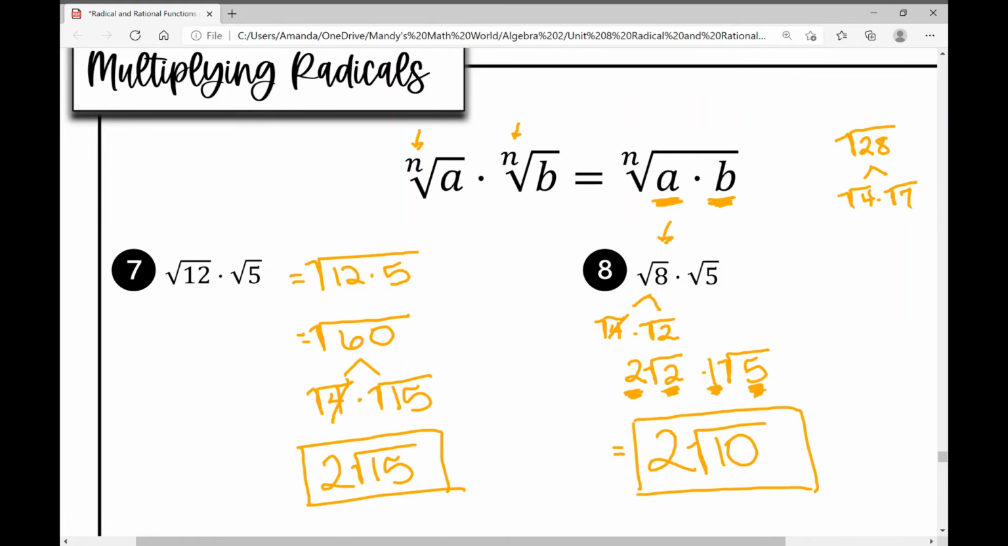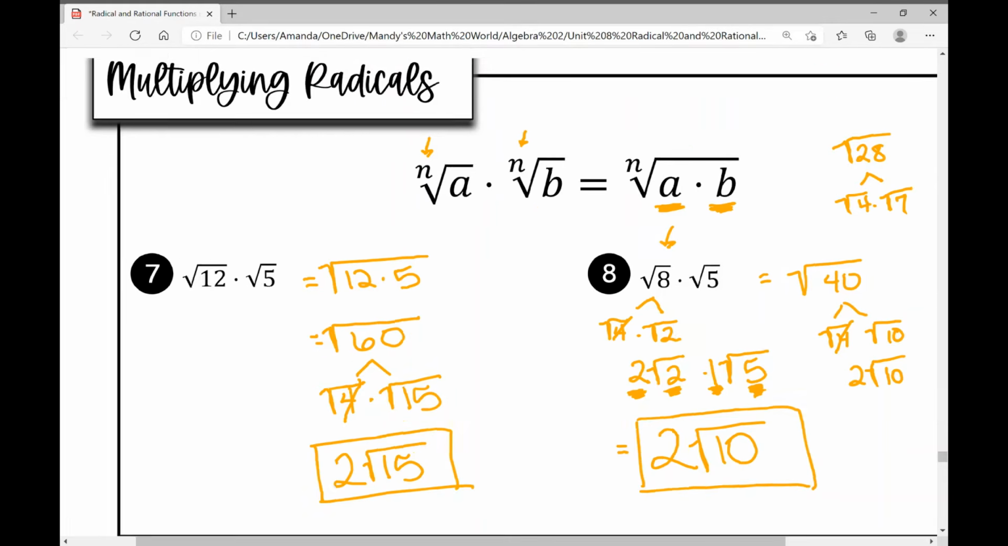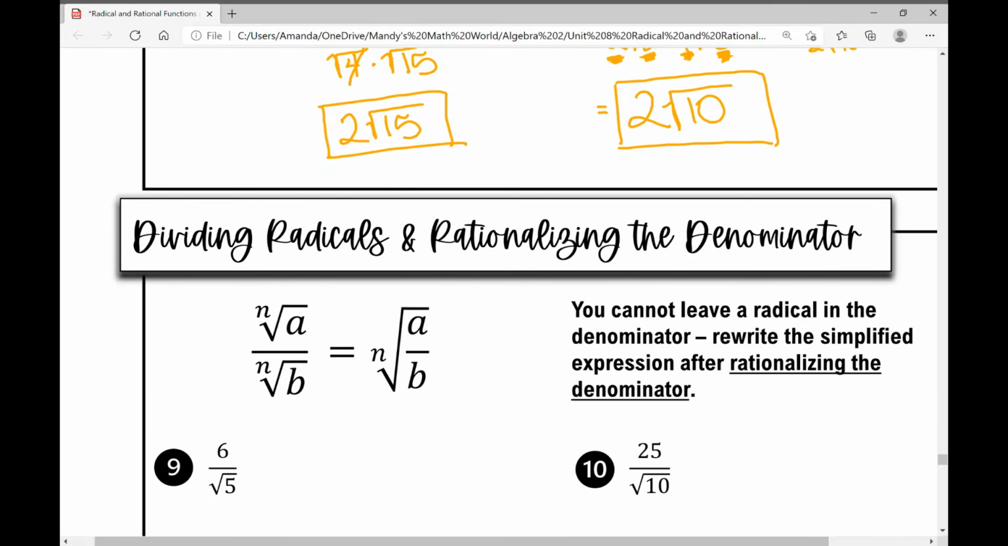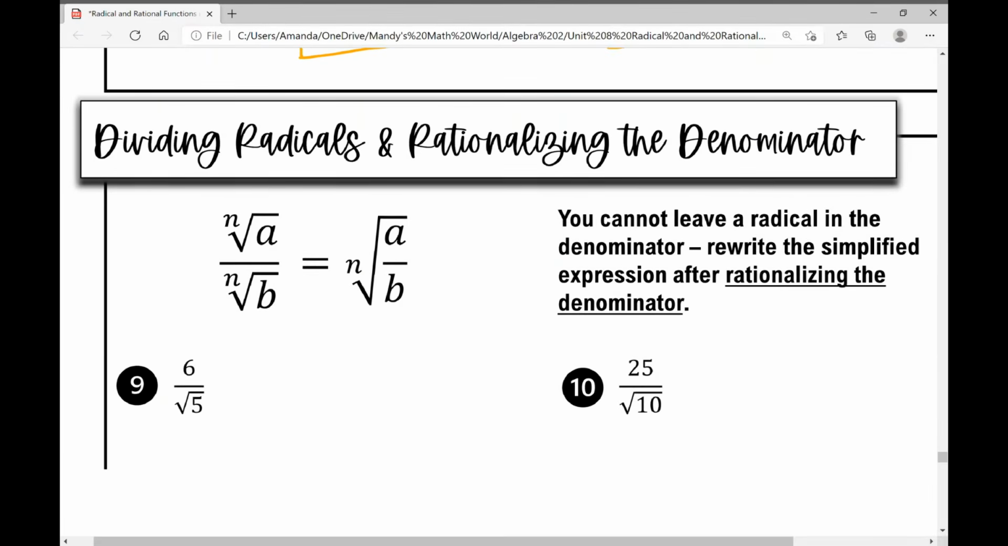And if you would have done this, you would have seen that 8 times 5, that's the square root of 40, and that would break down into the square root of 4 times the square root of 10, which is 2 root 10. So you would have gotten the same answer if you did that problem the same way we did number 7. So let's move on to dividing radicals and rationalizing the denominator. So when I'm dividing radicals, for example, again, these roots are the same. So let's say the square root of a number divided by the square root of a number. I can rewrite it as the square root of the top number divided by the bottom number.